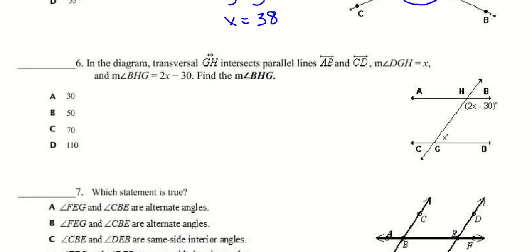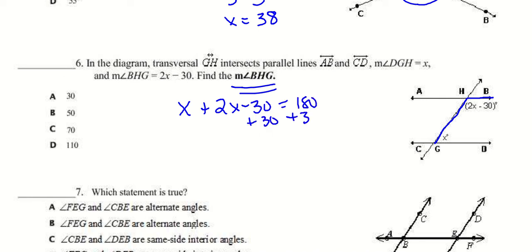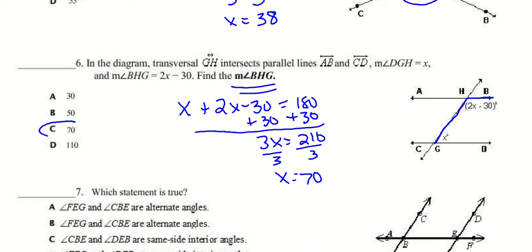Number 6, we want to find the measure of angle BHG. So remember, that is BHG, this angle right here. I can see these two angles, one of them's acute, one's obtuse. They're same side interior, so they add to 180. So that's my equation: x plus 2x minus 30 is equal to 180. I'm going to move the 30 over and combine like terms. So x plus 2x is 3x. This gives me 210, and then I should end up with 70 all the way around, which is choice C.